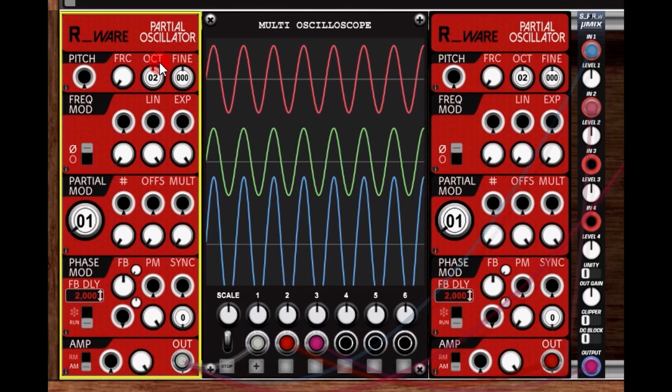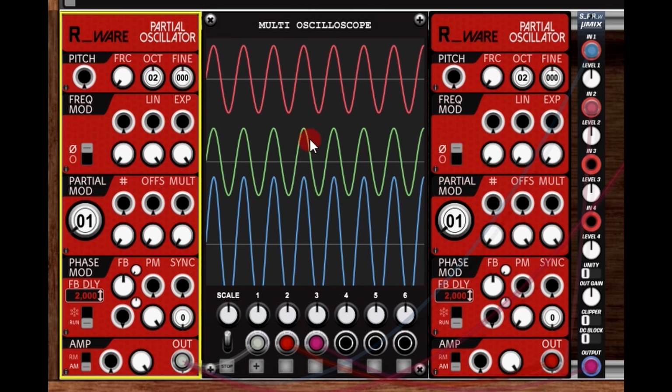In this patch here, there are 2 partial oscillators, this one and this one, and the adjustments are 100% identical. The outputs are shown in the upper 2 half wave graphics, the red one and the green one. And the lower one, the blue curve, shows the sum of both. I've patched it through the mixer, to the micro mixer here. The blue curve is therefore higher. The sum of the amplitudes is higher than the amplitudes of each of these.